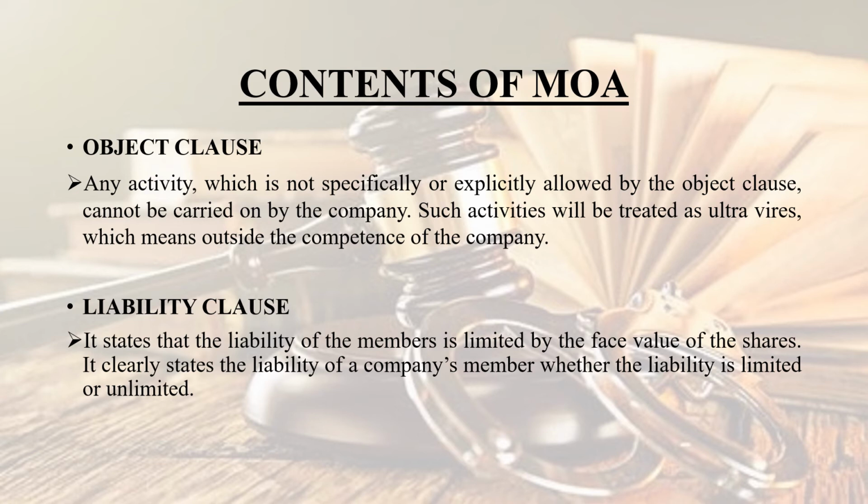The fourth one is the liability clause. It explains what liability each of the company's members faces. If the company is limited by shares, the liability that each member faces can be not more than the face value of shares that he or she holds. In case of a company which is limited by guarantee, this clause defines how much liability each individual company member holds. And if it is an unlimited company, this particular clause would not be included in MOA.